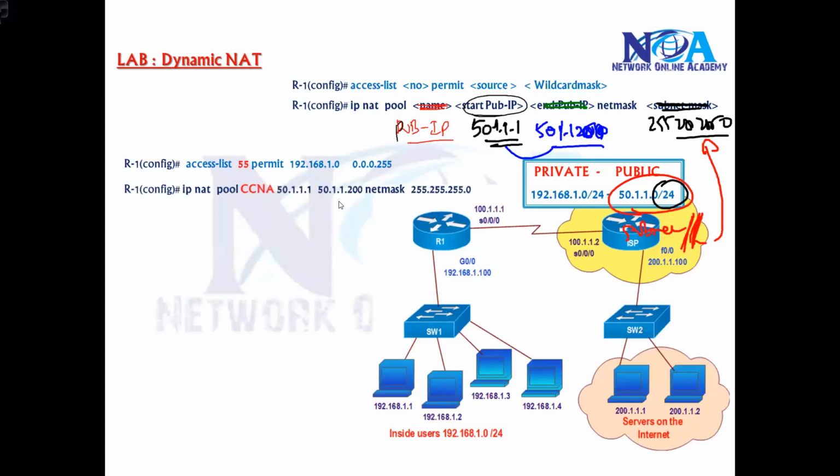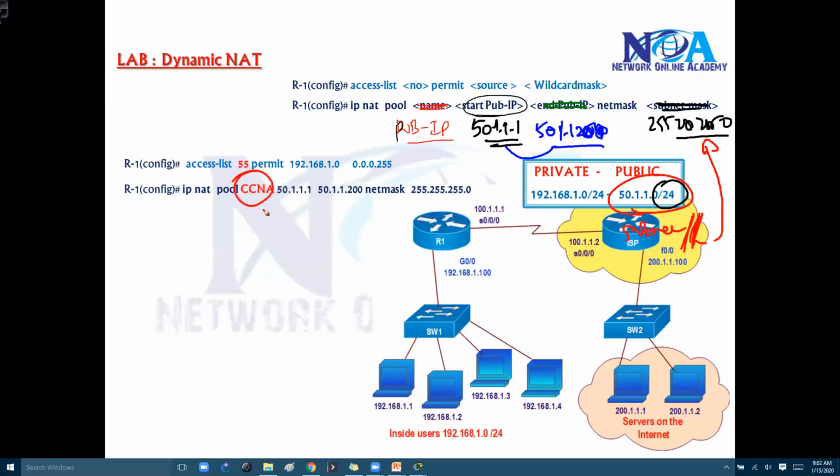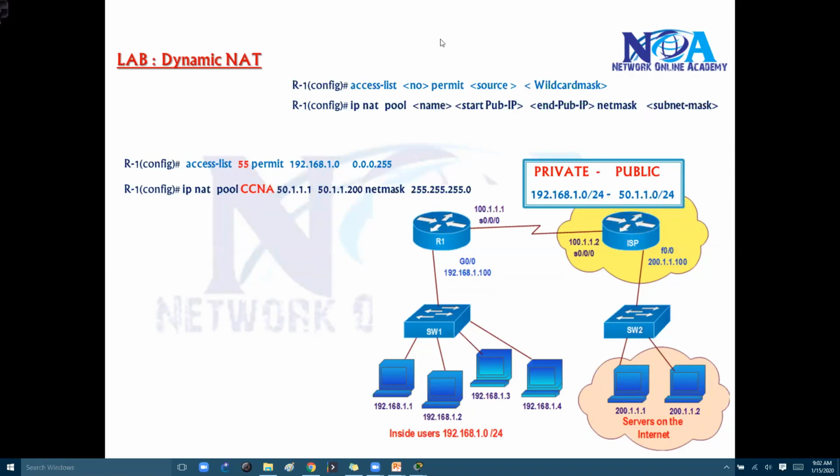So the same thing here. I'm using the pool name as CCNA here. And then I'm defining the starting public IP, and then the ending public IP, and then the subnet mask depending upon the network range I'm using here.